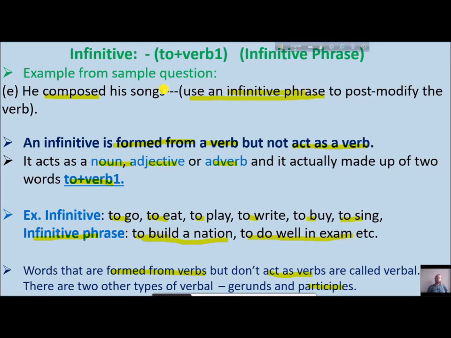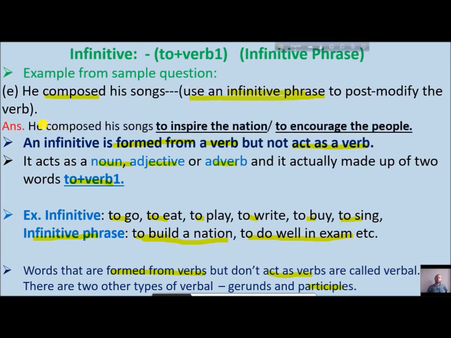Let's see the probable answer. He composed his song to inspire the nation, or to encourage the people. You may write any one of them, no need to write more than one answer. So here you see that to inspire the nation and to encourage the people are both infinitive phrases, because both phrases start with an infinitive, to inspire and to encourage.